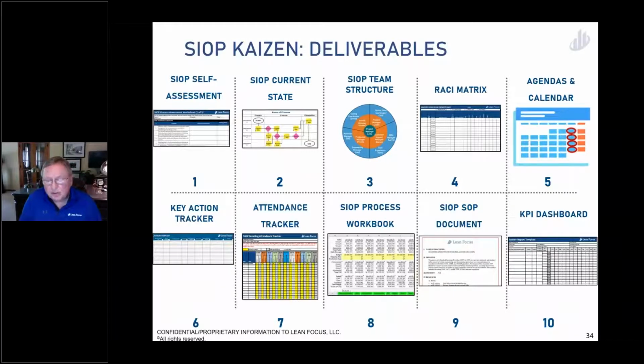Sustainability is critical for this process, and having an attendance tracker and making sure people are prepared for the meetings are critical to look and see that over the next few months, is everybody doing what they need to be doing to make it work?